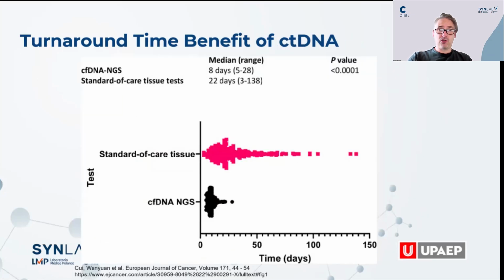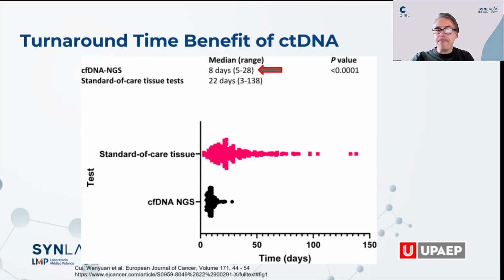And of course, the other great benefit is the turnaround times. So we have the standard of care tissue here, and you can see there are some outliers because this is real world data. These are obviously samples with a different issue for one reason or another. And here's the ctDNA component, and you can see here a median of 8 days versus 22 days. So that's a great advantage, and particularly in the lung setting. Some of these patients will have ALK fusions, and we already know that every day counts.